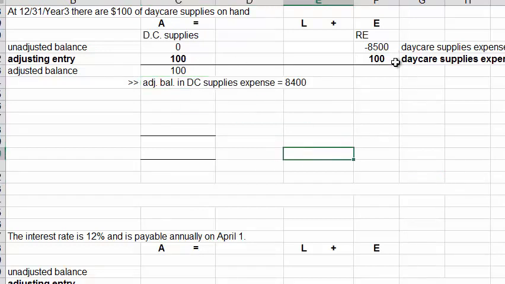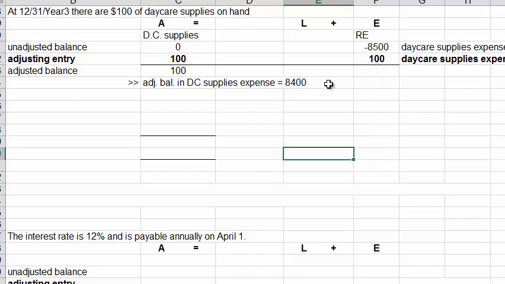If we had a separate account for daycare supplies, instead of recording these things directly in retained earnings, you'd see that right now the adjusted balance in the daycare supplies account would be $8,400. If we listed it under here, of course, it would be negative $8,400, just to show that it's a reduction to equity. But that balance makes sense.